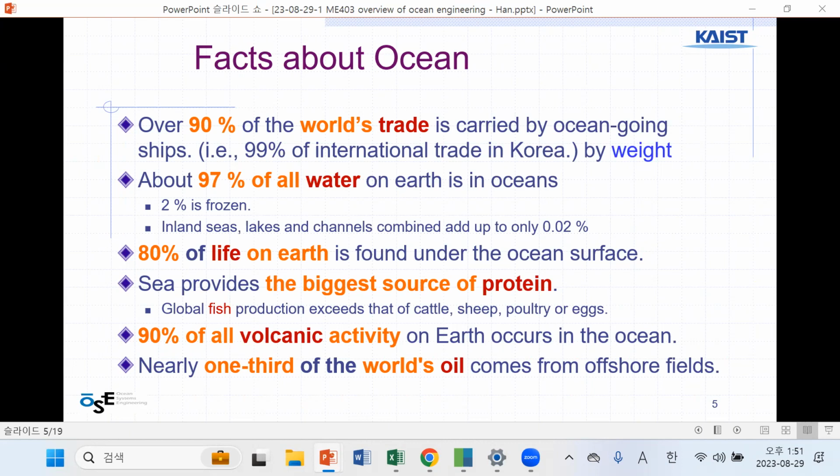Volcanic activity and oil. 1/3 of the world's oil comes from offshore fields. Well, I guess it will increase in the future because land-based is now getting empty, right? But ocean-based oil and gas is more expensive than land-based oil. That's why there is a trade-off. So when oil prices go up, there is more need for oil coming from the ocean. When oil prices go down, it stops, because it's expensive.